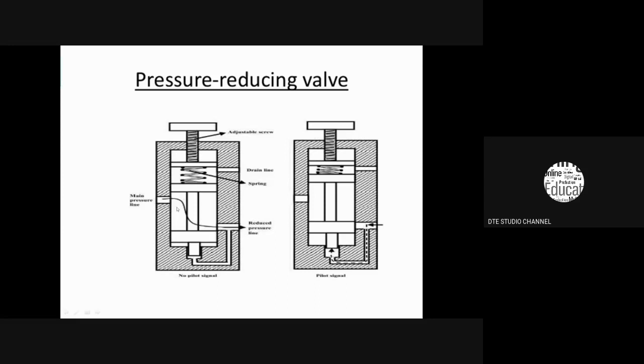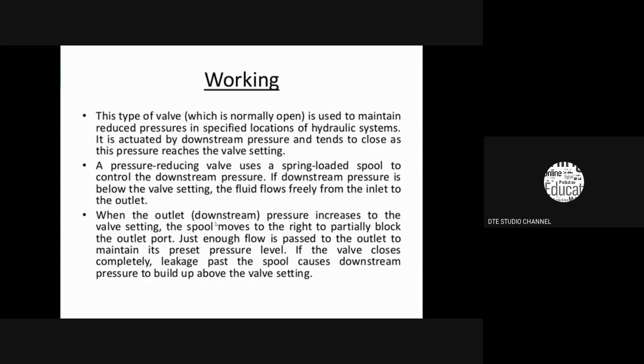If both the inlet and outlet pressures are equal, it automatically stops the movement of the spool in the pressure reducing valve. This type of valve is used to maintain reduced pressures in specified locations in a hydraulic system. It is actuated by the downstream pressure, and the valve tends to close as this pressure reaches the valve setting. Valve setting is done by means of a spring.